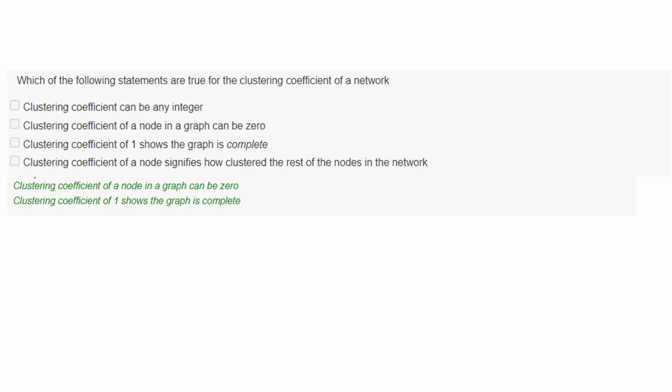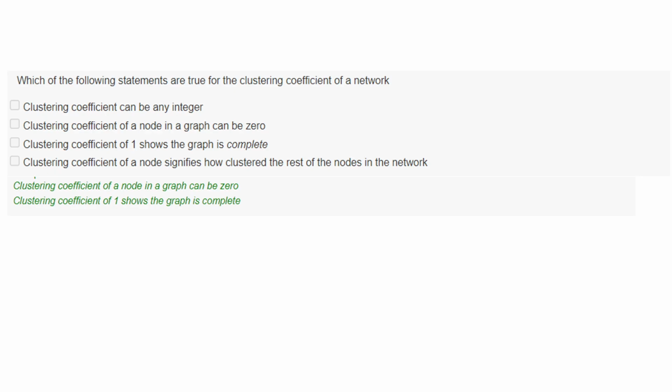The second option, clustering coefficient of a node in a graph can be 0. If there are no cliques around that node, then obviously the clustering coefficient of the node will be 0. So yeah, that is very true. And clustering coefficient of 1 shows the graph is complete. Yeah, a clustering coefficient of 1 means that all the connections that are possible between the nodes are there. So it means that the graph is complete. So yeah, that is also true.